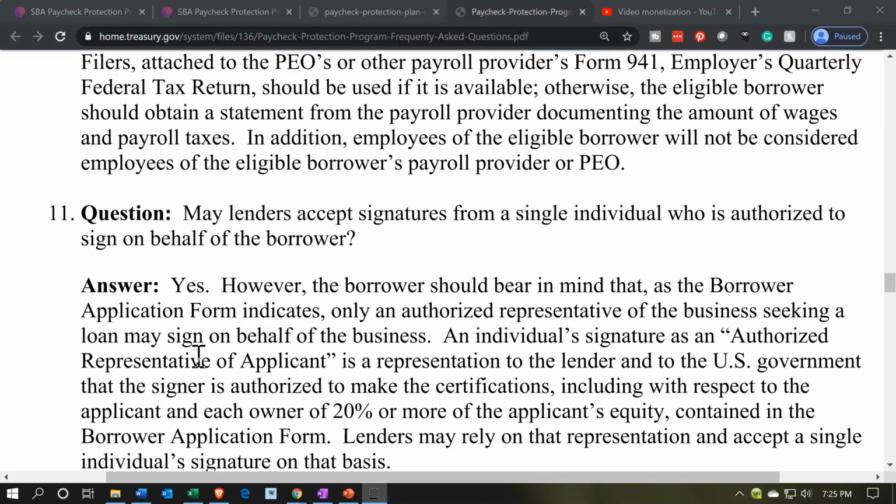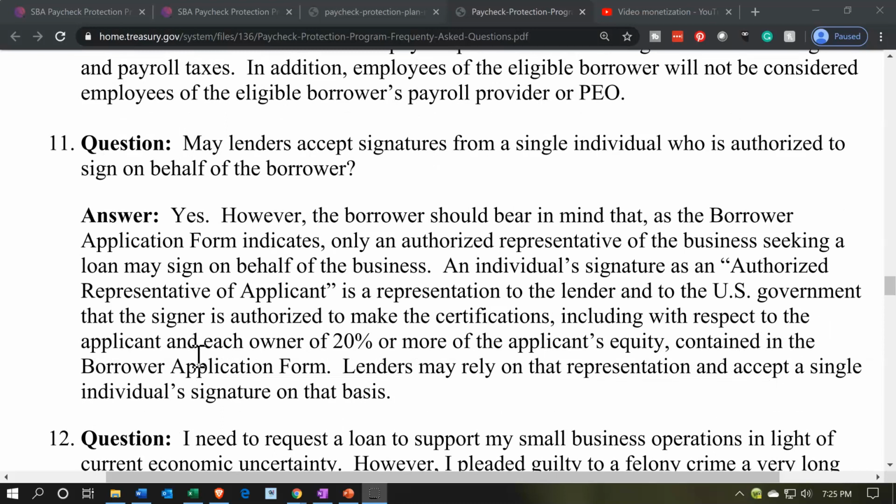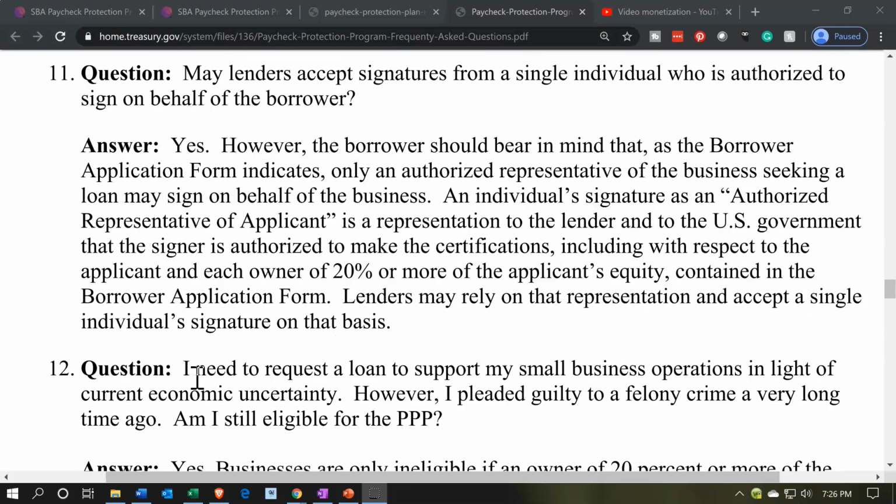Question. May lenders accept signatures from a single individual who is authorized to sign on behalf of the borrower? Answer. Yes. However, the borrower should bear in mind, as the borrower application form indicates, only an authorized representative of the business seeking a loan may sign on behalf of the business. An individual signature as an authorized representative of applicant is a representation to the lender and to the U.S. government that the signer is authorized to make the certification, including with respect to applicant and each owner of 20% or more of the applicant's equity contained in the borrower's application form.